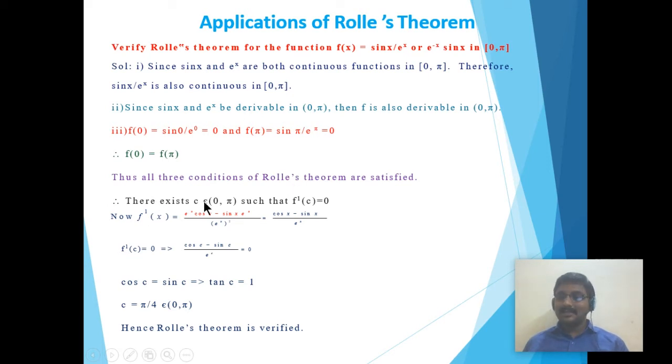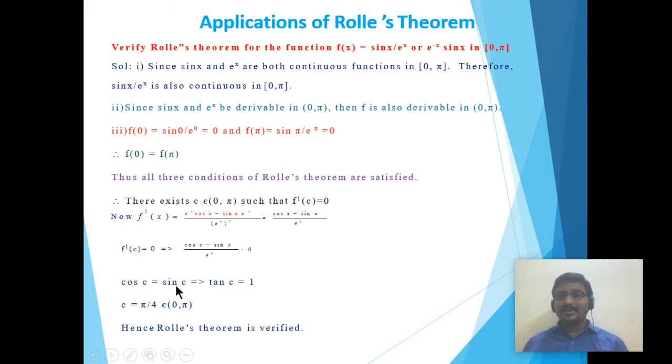By Rolle's theorem, there exists c which belongs to open interval 0 comma pi such that f dash of c is 0. Already we will have f dash of x. To get f dash of c, just we have to replace x as c in f dash of x. Thus f dash of c is equated to 0. Cos c minus sin c by e power c is equated to 0. On cross multiplying we will have cos c is equal to sin c.